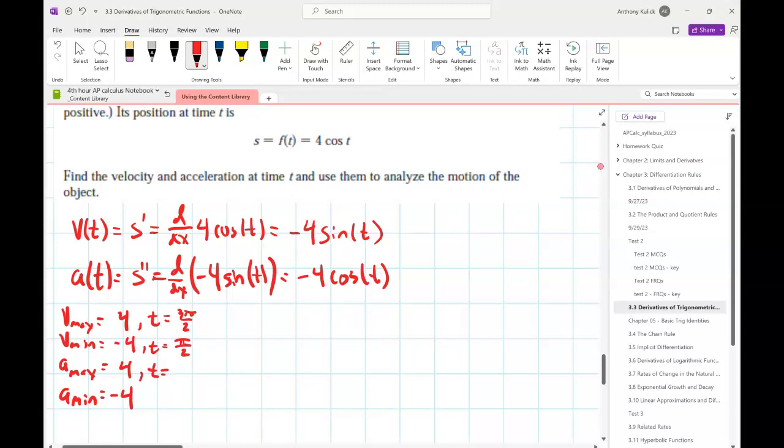All right. When is the maximum acceleration going to occur? 0. Nope. That's going to be the minimum. Pi, yeah. Oops. You started saying pi as I was writing 0, and I just wrote pi.